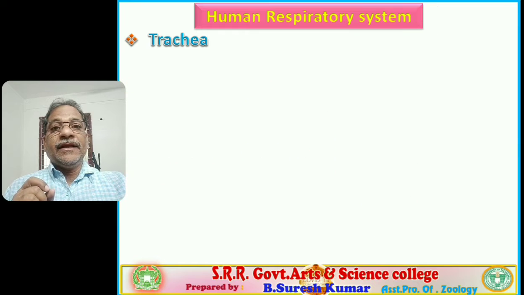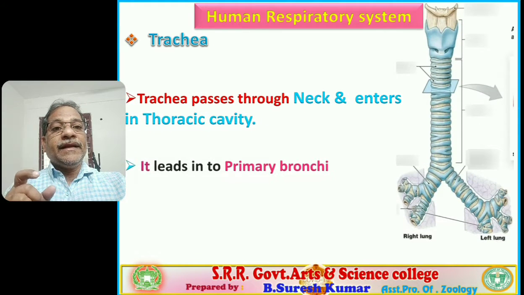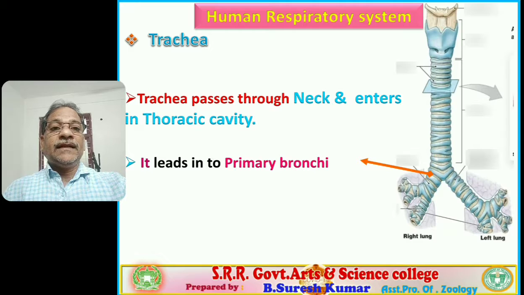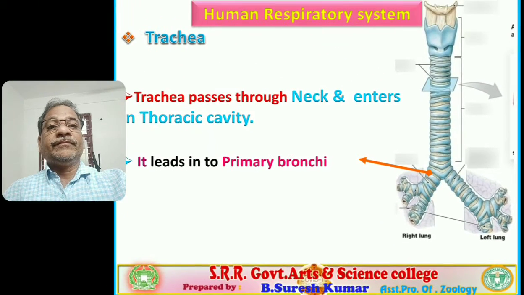Follow, students, right? Next, after the trachea, you observe the trachea passes through the neck and enters the thoracic cavity up to the mid part of our thoracic cavity. The subsequent part of the trachea is the primary bronchi. You observe this visual. This is the primary bronchi. Right?